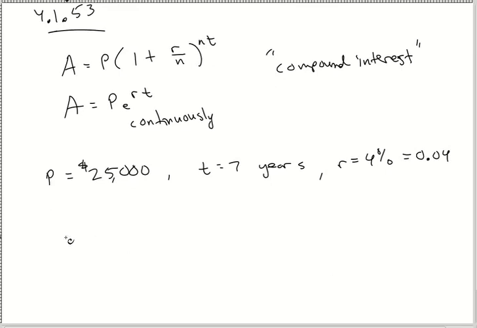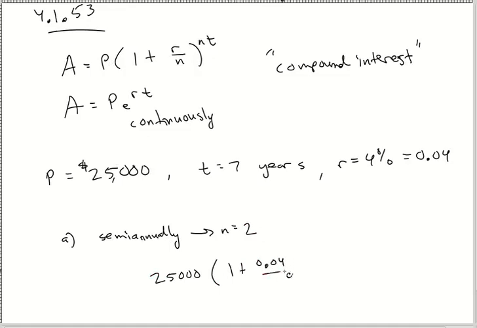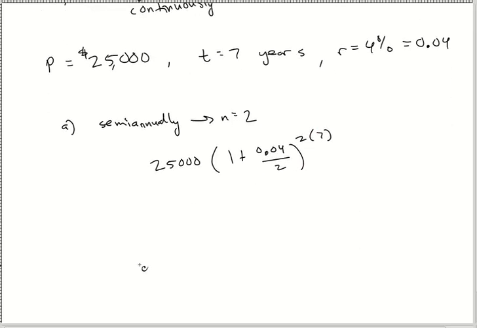So part A is, hey, let's put this in this really cool, awesome bank account, and I want to compound it semi-annually. That is, n equals 2 times per year. Well, I'm just going to use this top formula here. So I've got my 25,000 times 1 plus my rate, 0.04, all over 2, to the power of 2 times 7. Now, you definitely need to put this in a calculator. The thing is that there are older calculators, newer calculators, lots of calculators going on.